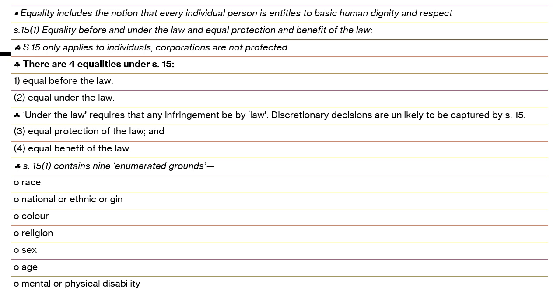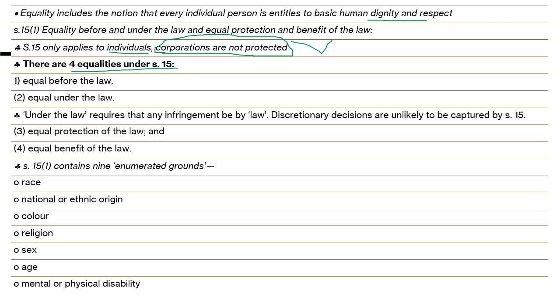So equality includes the notion that every individual person is entitled to basic human dignity and respect. You have to treat everyone with basic respect and dignity. Equality before and under the law, and equal protection and benefit of the law. So section 15 firstly applies to individuals. As I told you, human beings. Corporations and companies are not protected. Firstly, understand this.